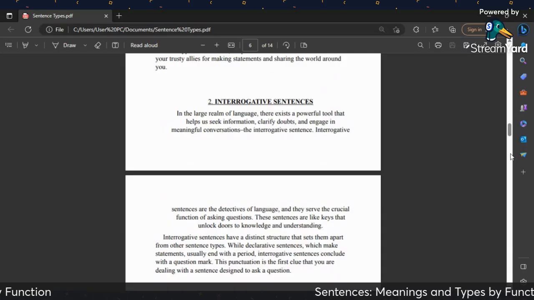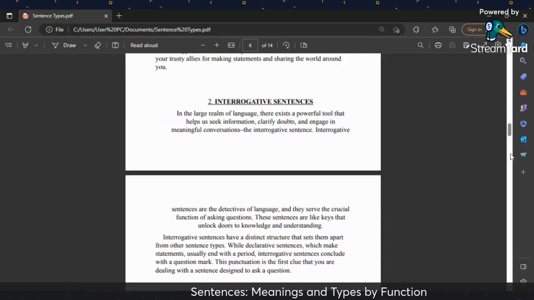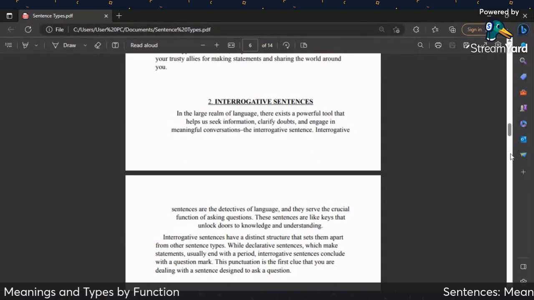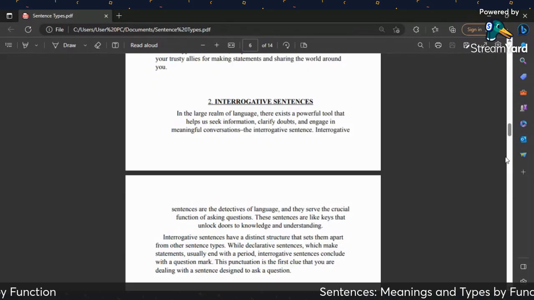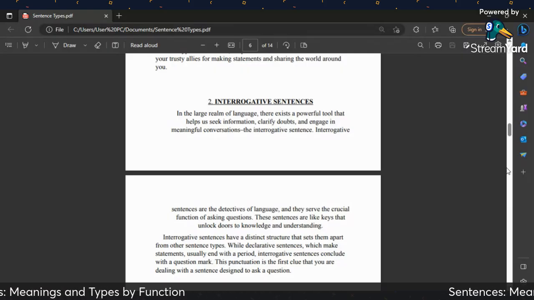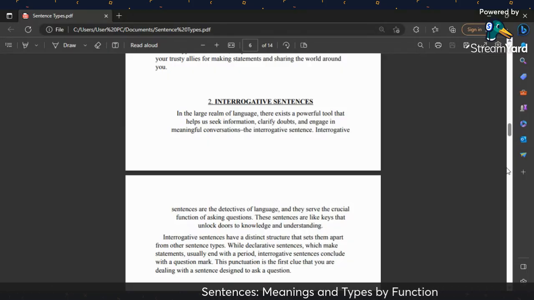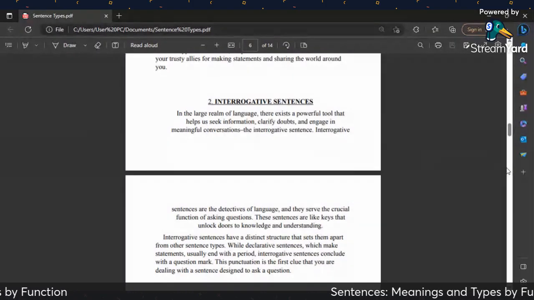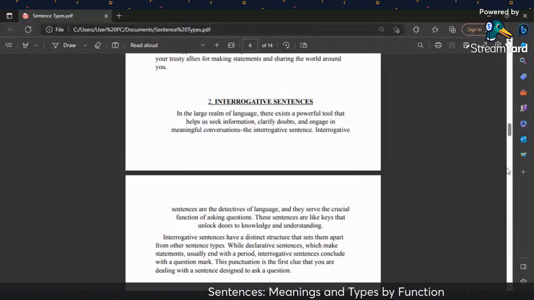The second type, we have the interrogative sentences. As the name implies, we use them for asking questions. Declarative sentences are used for making statements, while interrogative sentences are used for asking questions. And what punctuation marks do we use with the interrogative sentences? We use the question mark. Let us not mix it up. For the declarative sentences, we use the full stop, but for the interrogative sentences, we use the question mark.